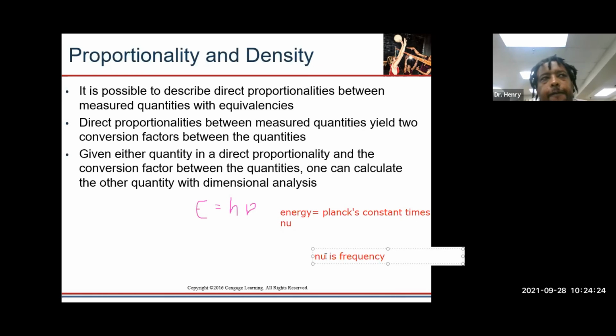Now the wavelength of radiation can be measured in frequency, how frequent those waves are passing by. So as the frequency goes up, energy goes up. As frequency goes down, energy goes down. Planck's constant is a constant. You guys know what a constant is, right?